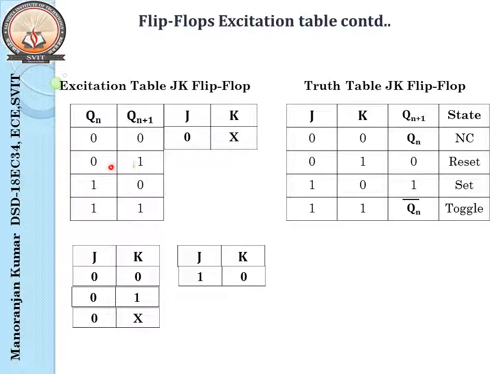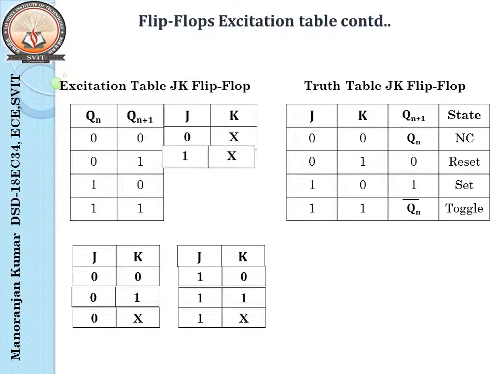So to toggle from 0 to 1, whenever any JK circuit is toggling, what is my input combination? 1 1. So for toggling, the JK value is 1 1. If I take this 1 1 and simplify it, I'll get 1x. So this will be your second output combination's input value, that is 1 and x.